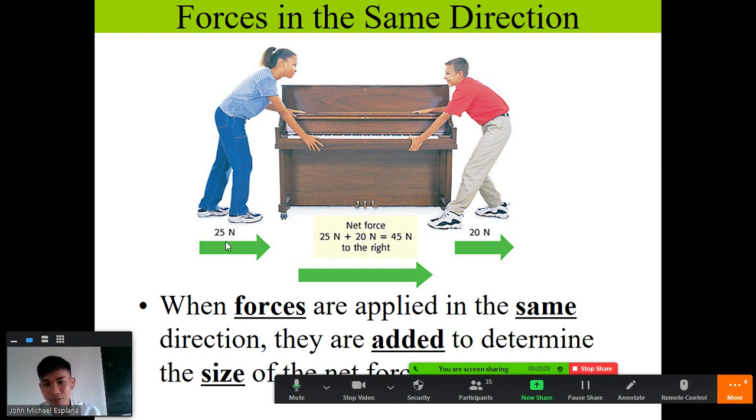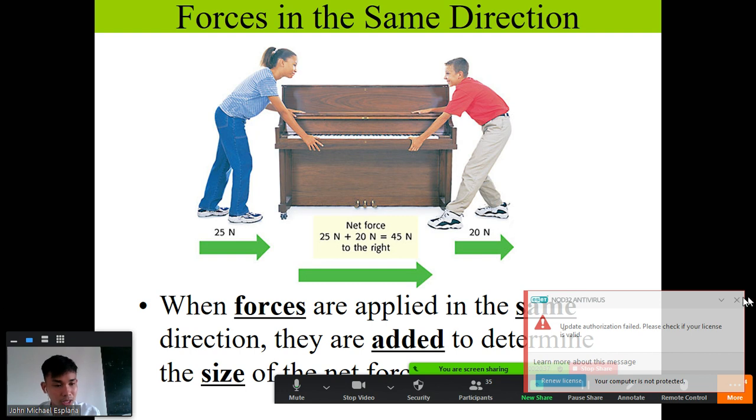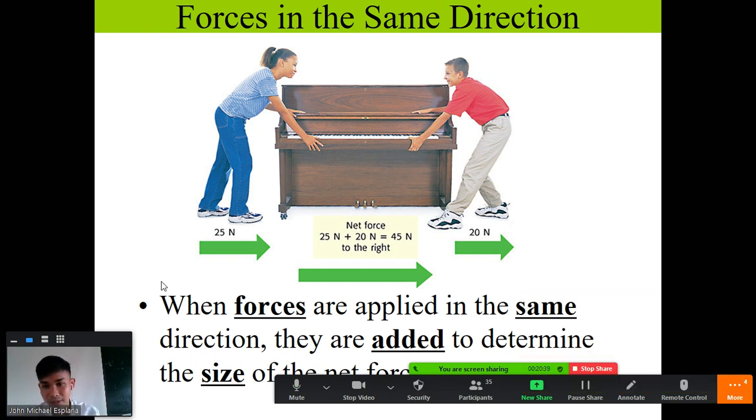Okay? So if this goes to right, that means the girl is what? Pushing or pulling? Jazil. Ano po, sir? What is the category of the force of this girl? Pushing or pulling? Pushing po. Okay, pushing. So what about the boy? Pushing or pulling? Pulling po. Okay, pulling because the direction moves right. So hinihila niya.